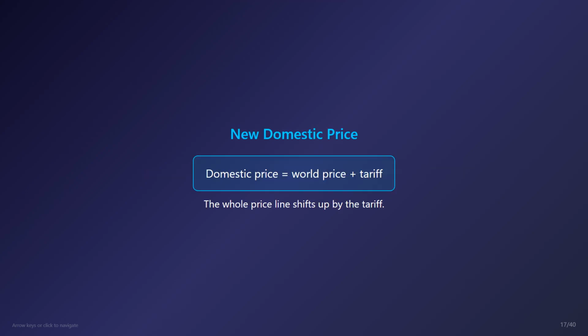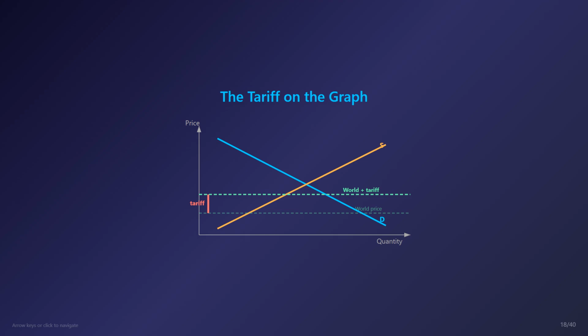So the new domestic price is the world price plus the tariff. On the graph, the whole horizontal price line shifts up from the world price to the world price plus the tariff. Everything is now dearer at home. Here's the tariff on the graph. The faded line is the old world price. The solid line above it is the world price plus the tariff. The red segment between them is the tariff itself, the amount by which the home price has risen.